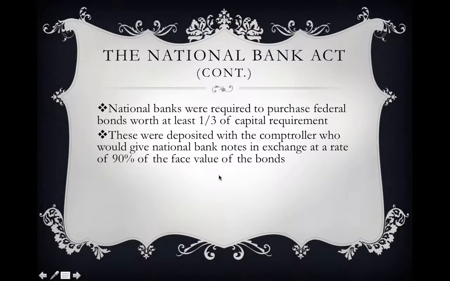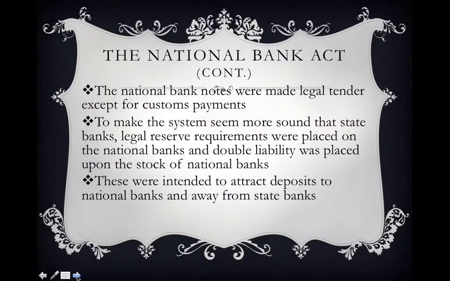All right? And when those bonds were deposited with the comptroller, they would be given national banknotes at an exchange rate of 90% of the face value of the bonds. So I want you to realize how these national banks got their note issue, that when the capital was deposited with the comptroller of the currency, they were given these notes in exchange.